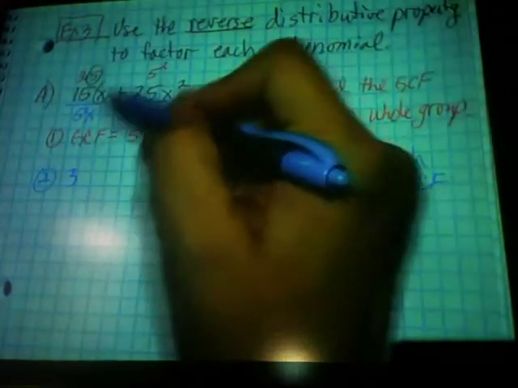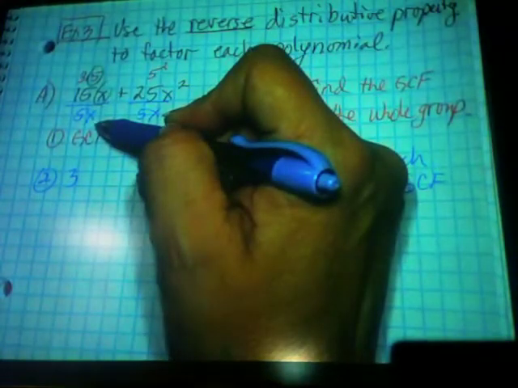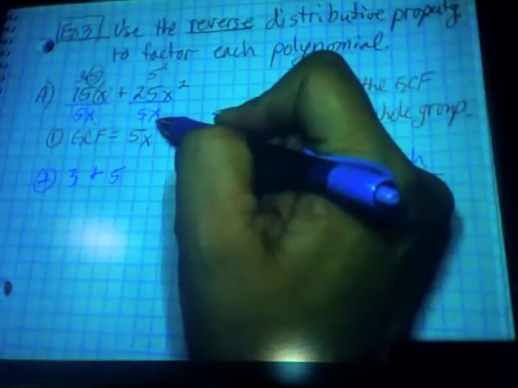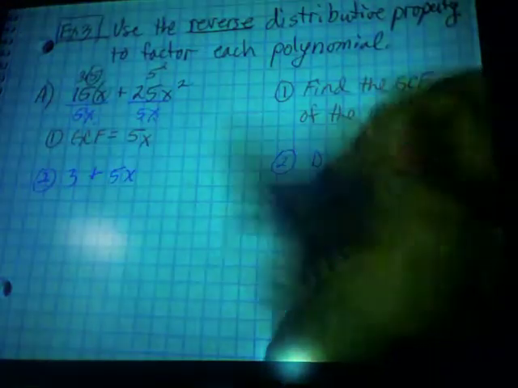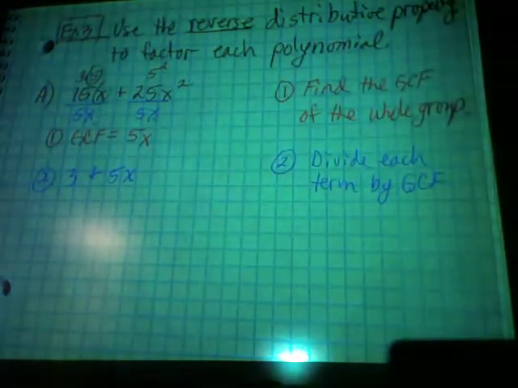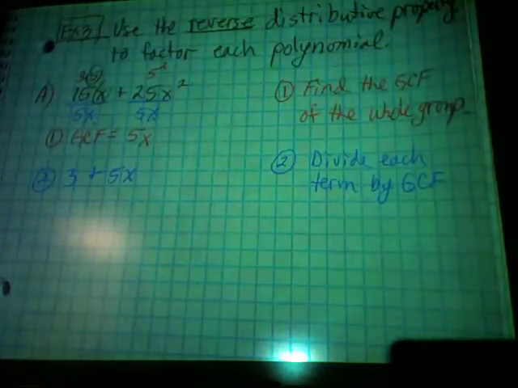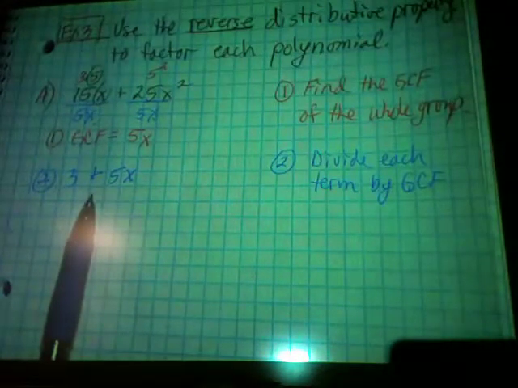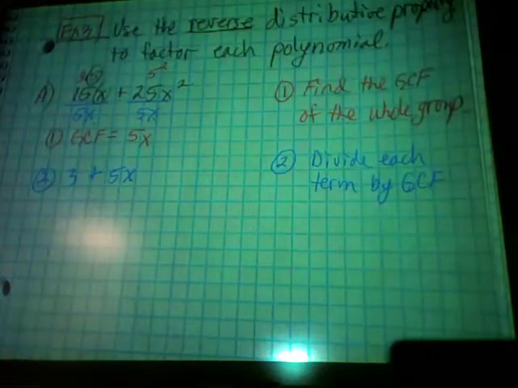What's 15 divided by 5? 3. And then don't the x's completely cancel, right? And then what's 25 divided by 5? 5. And then what's x squared divided by x? This cancels with one of those and you're left with just an x. So that's the result after I divided by 5x. But this isn't fully factored, this is our quotient or our answer to our division problem. So that's not the answer that I'm looking for.